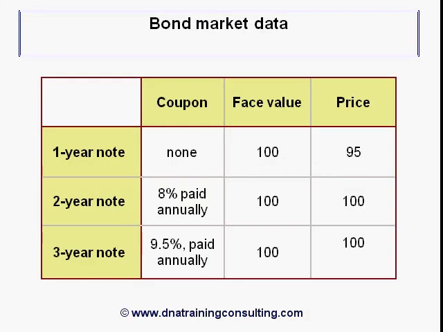Consider a bond market that has only 3 securities outstanding with the following characteristics. A 1-year discount security priced at 95 and maturing at par. A 2-year note priced at par and paying an annual coupon of 8%, and a 3-year note also priced at par and paying an annual coupon of 9.5%.